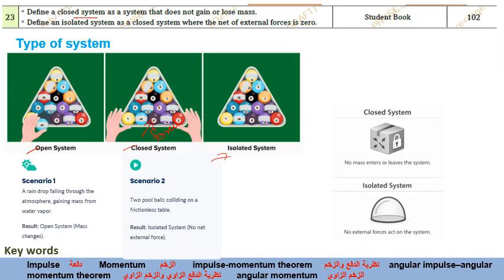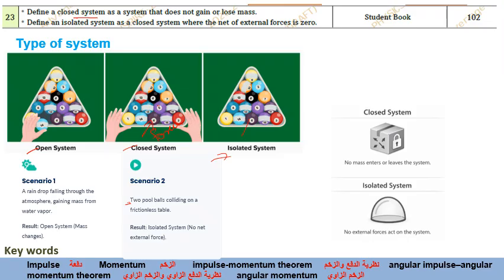But what about the isolated system? In an isolated system, you cannot add or remove force as well as mass. You cannot give a force and you cannot give a mass. You cannot take a mass, nothing can be done. Okay, isolated system. To understand, take a raindrop falling through the atmosphere, gaining a mass of water. So it is receiving mass. It's an open system.